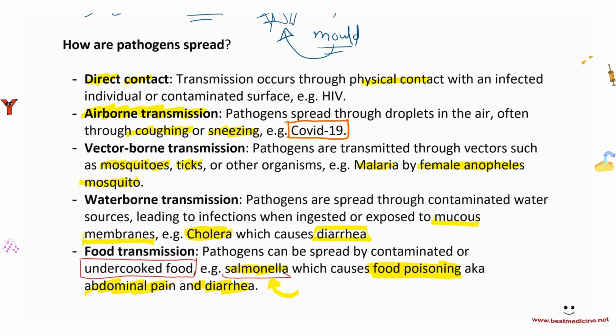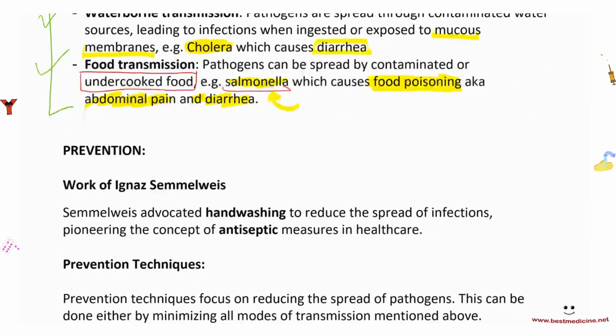Now, to prevent infectious diseases, it would be very simple to study these ways of spread and avoid them. So if you can avoid direct contact, airborne transmission, vector-borne transmission, waterborne transmission, and foodborne transmission, then we'll be able to prevent the diseases. And so our preventive measures would depend on these mechanisms of pathogen spread. So let's have a look at prevention.